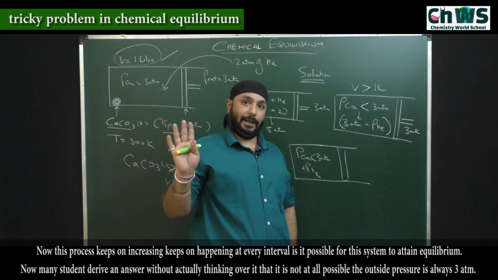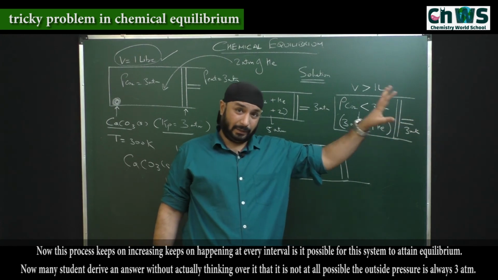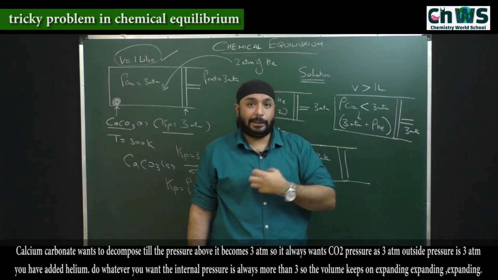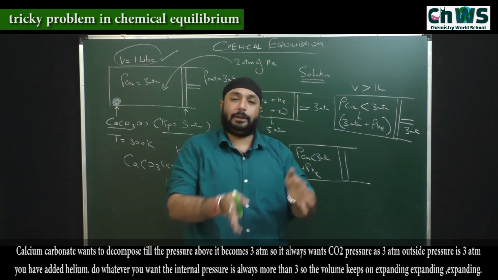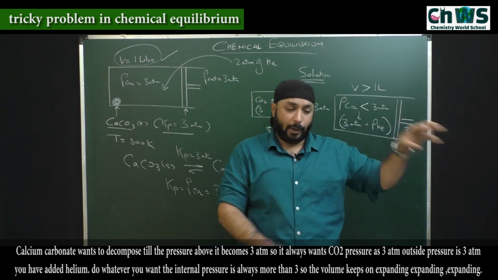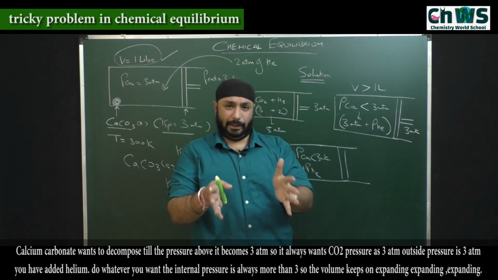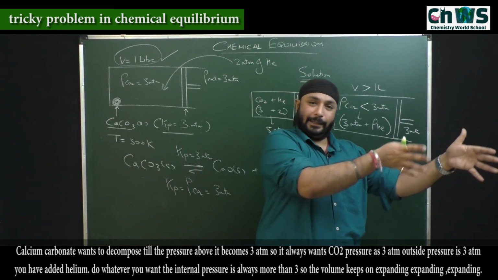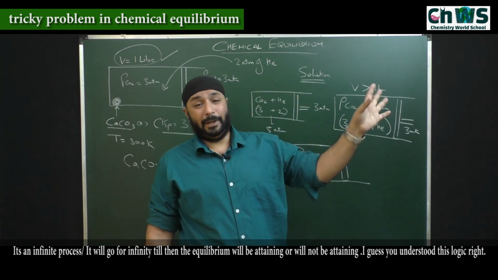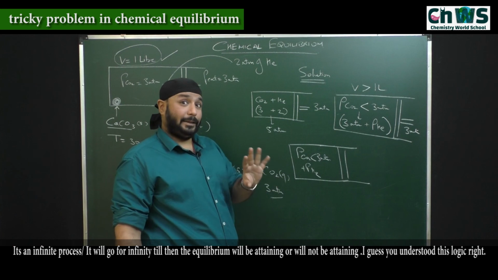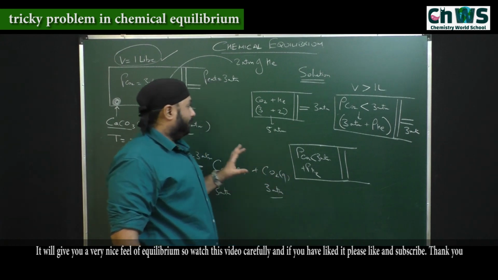Now many students derive an answer without actually thinking over it, that it is not at all possible, because the outside pressure is always 3 atm. Calcium carbonate wants to decompose till the pressure above it becomes 3 atm. So if CO2 pressure is always 3 atm, outside pressure is 3 atm, and you added helium, do whatever you want, the internal pressure is always more than 3. So the volume keeps on expanding, it's an infinite process. The volume becomes infinity, and only then will the equilibrium be attained. Getting it? I guess you understood this particular logic, right? It will give you a very nice feel of equilibrium.